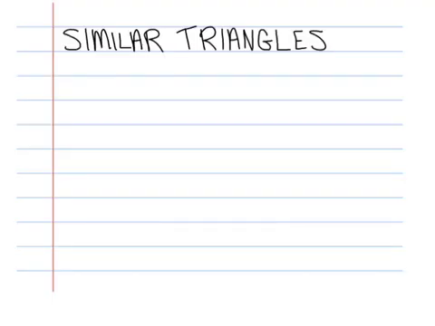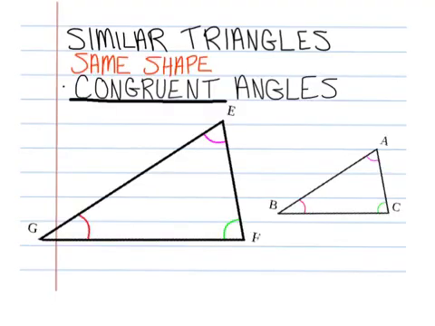Okay, example 1. Similar triangles. They're going to be the same shape, but they can be different sizes. The first thing we need to know about similar triangles is that their angles are congruent. What's that mean about their angles then? They're the same. They're equal, right? And congruent angles are going to be labeled. I've labeled them by color.